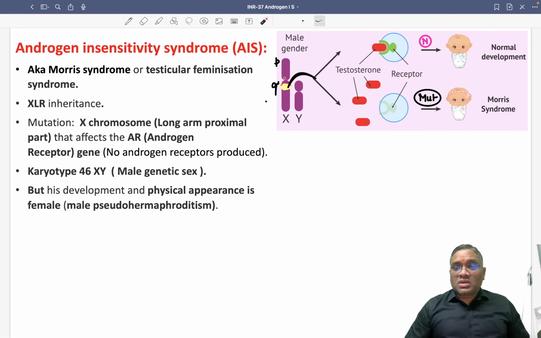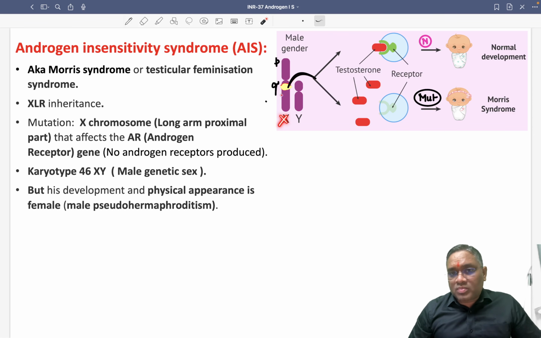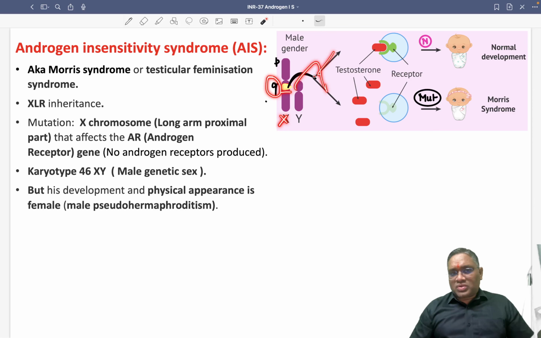Where will be the mutation? Mutation will be on the X chromosome. See, this is the X and Y chromosome. So the mutation is on the X chromosome, and on the X chromosome, also on the long arm. On the long arm also, it is on the proximal part of the long arm, right? So X chromosome, proximal part of the long arm, they will be having mutation, right?